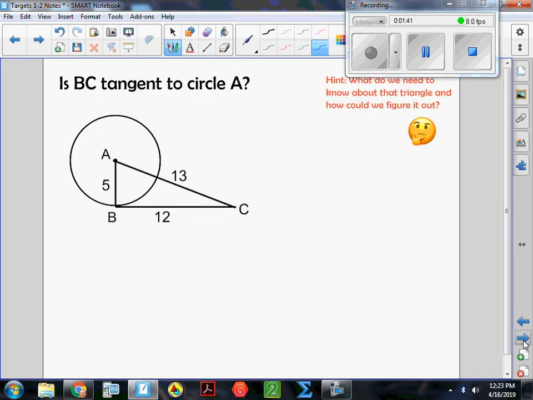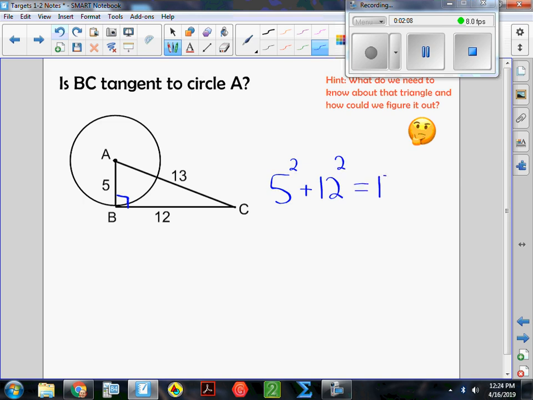So here's one of the notes from class. Is BC tangent to circle A? And there's a hint. Hint says, what do we need to know about a triangle? So if this was a tangent line, our theorem says that the only way for BC to be a tangent line is if it is perpendicular to the radius. Well, how do I know if it's perpendicular? I use the Pythagorean theorem and see if it works.